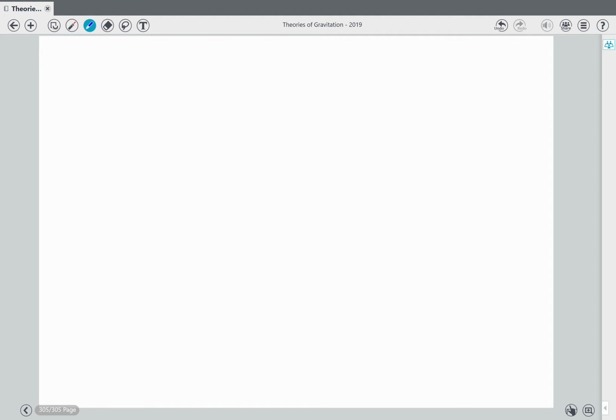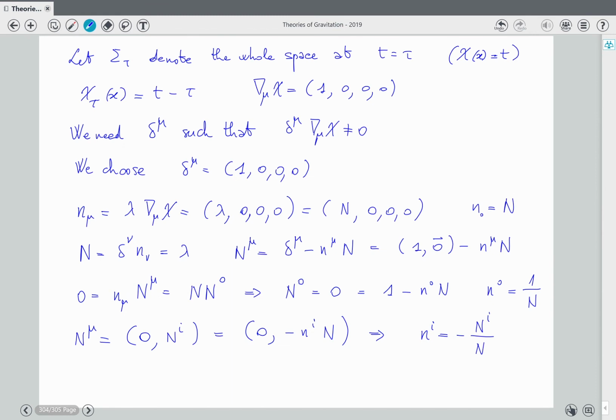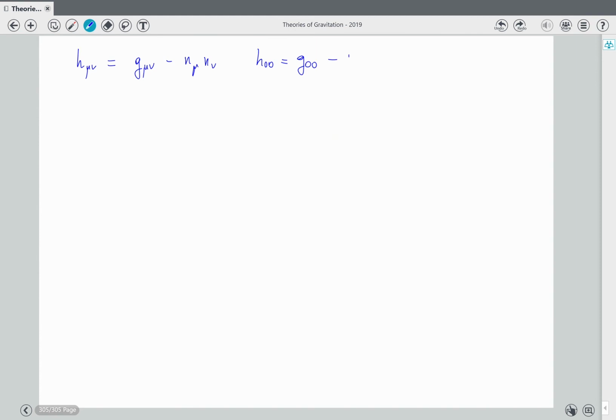Now, h_{μν} is equal to g_{μν} minus n_μ n_ν. Let's see its various components. h_{00} is equal to g_{00} minus n_0 squared. But n_0 is capital N, so we have this, and we leave it there.